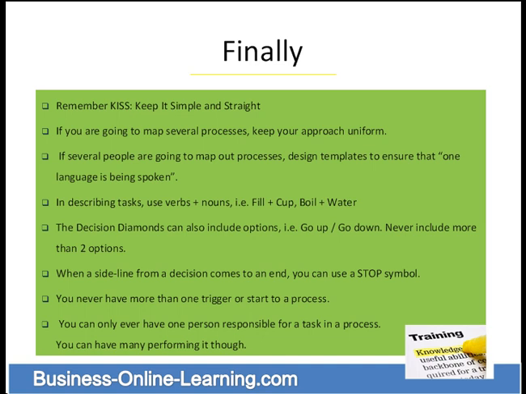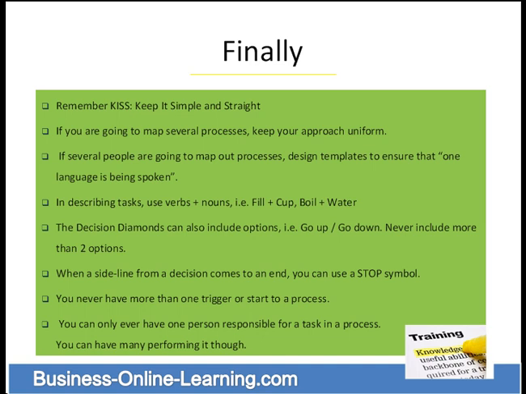In describing the tasks, use verbs and nouns, i.e. fill cup, boil water. The decision diamonds can also include options, i.e. go up, go down, switch on, switch off. Never include more than 2 options, as this will make your process flow too hard to manage.